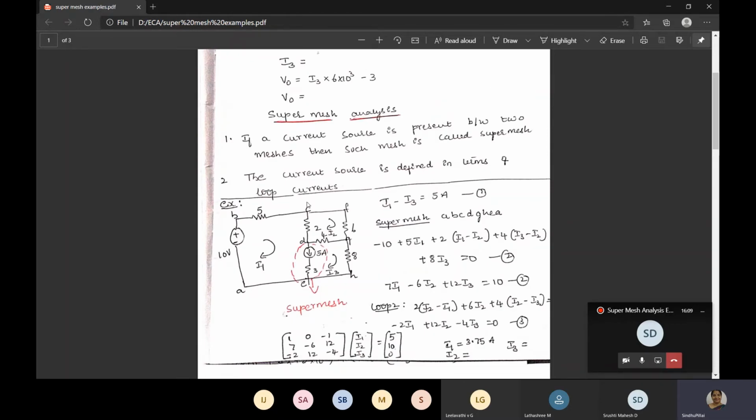The super mesh analysis. What is super mesh? First we'll see. If there is a current source present between two meshes, please understand carefully. If we have a current source present between two meshes, then such a mesh is called a super mesh. The current source, whatever it will be, will be defined in terms of loop currents.